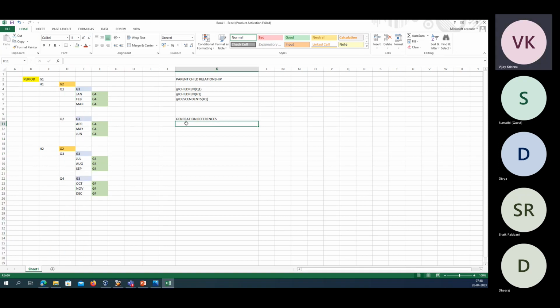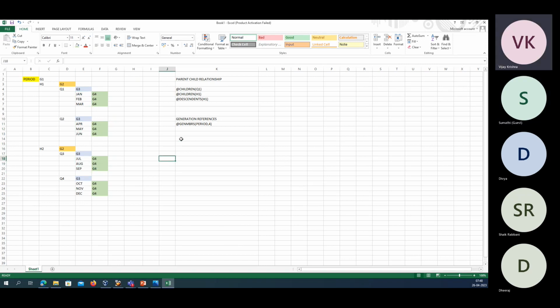Now if I ask the system, give me the generation members from the dimension called period, and give me all the generation 4 members. What do you think the system will bring? Which members am I referring to? Generation 4 means Jan, Feb, March, all the months. It will bring me all the months.